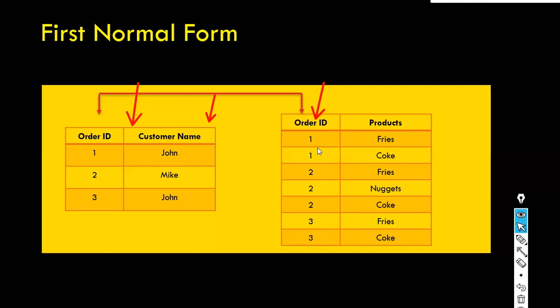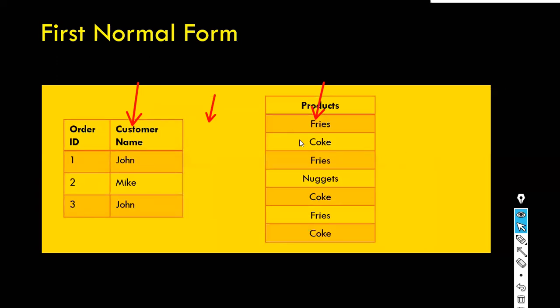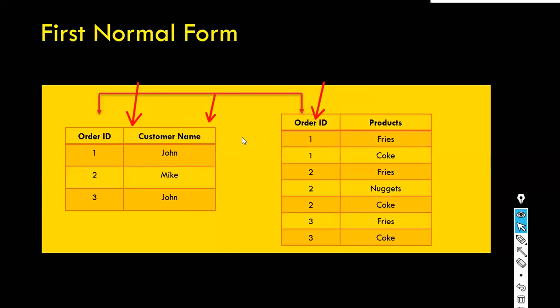Now the question is, in which order, which products were ordered? If I split it like this, bluntly, what will happen is, if somebody asks you which products were ordered in which order ID, how do I know that? So introduce an order ID column here.